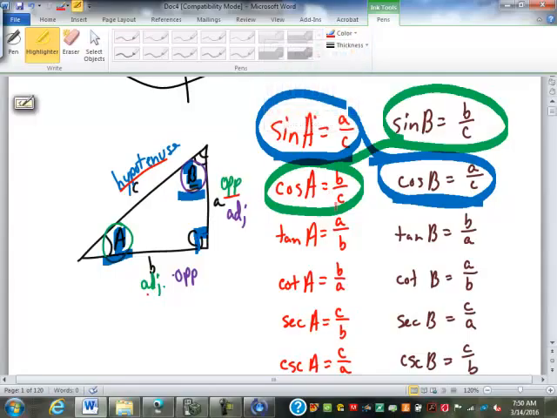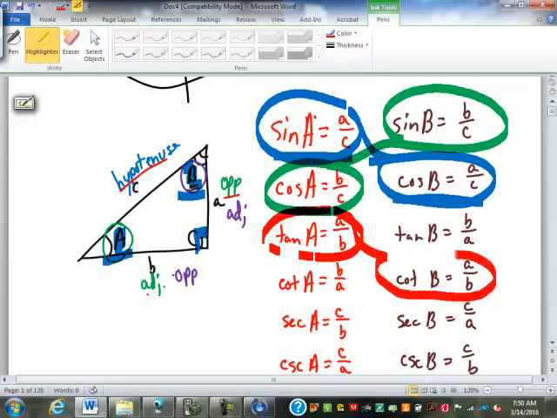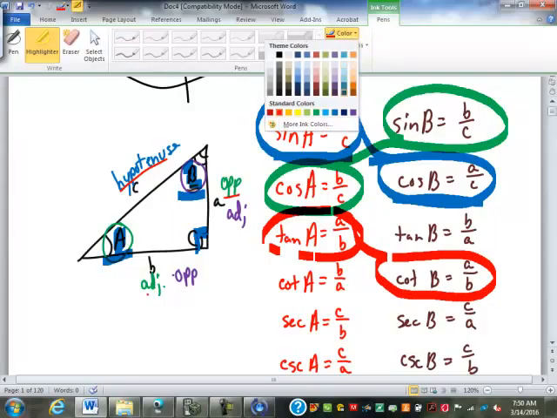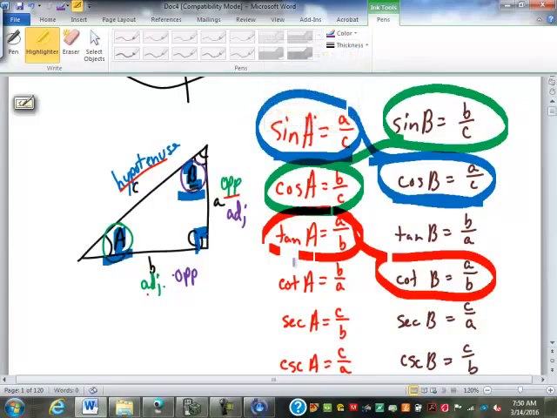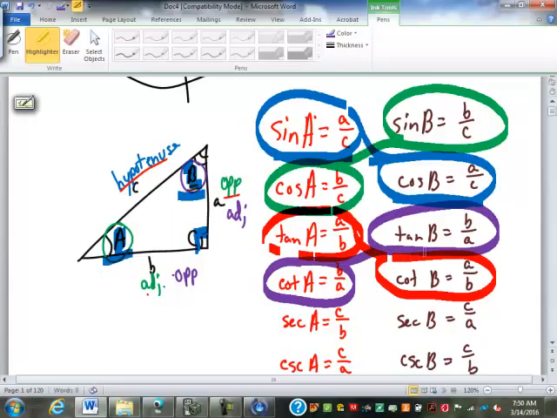How about tangent of A? That should equal cotangent of B because, again, they are complements. Cotangent of A is going to equal tangent of B.